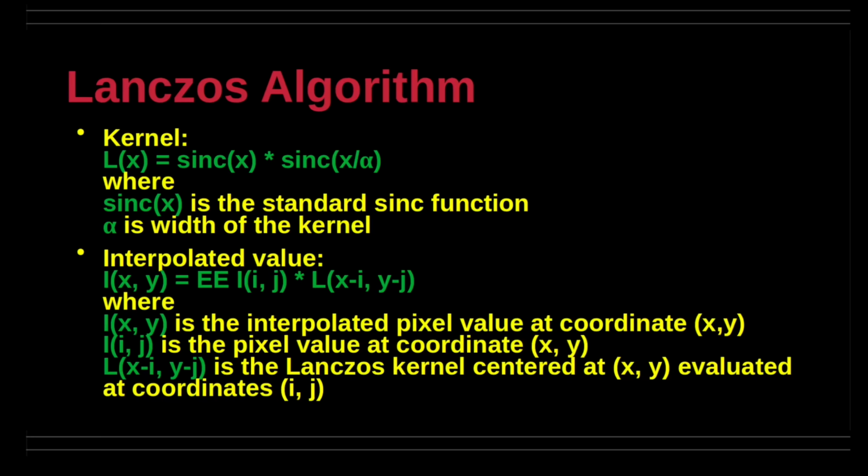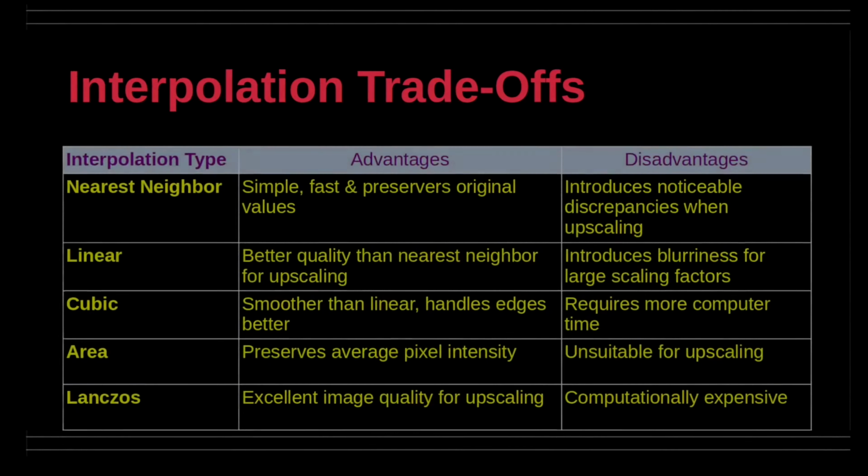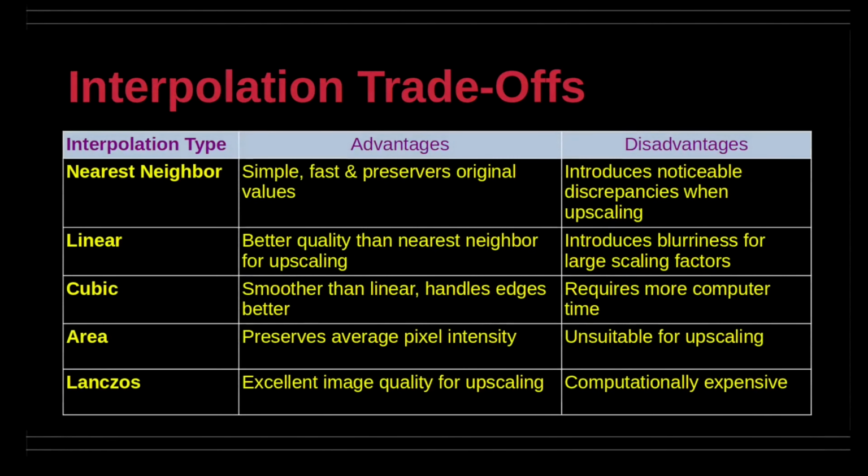Convolution. For each pixel in the target image, a Lanczos kernel is centered at that point. The kernel is then multiplied with the corresponding pixels in the original image. Summation. The products from the convolution step are summed up to produce the interpolated pixel value. The choice of interpolation method significantly impacts the quality of the resized image. Here is a comparison of the common methods.